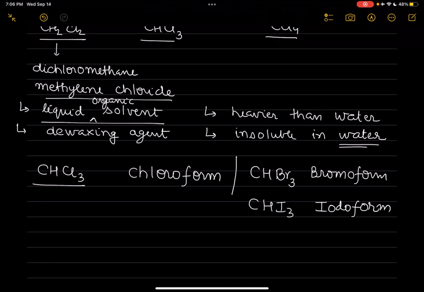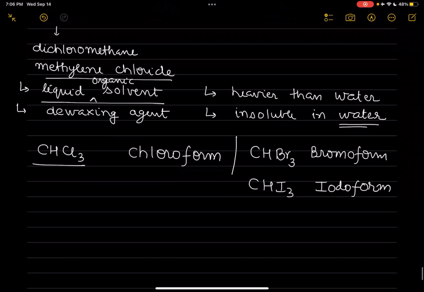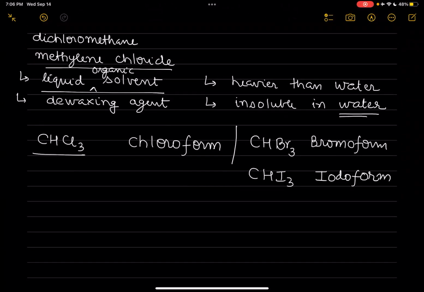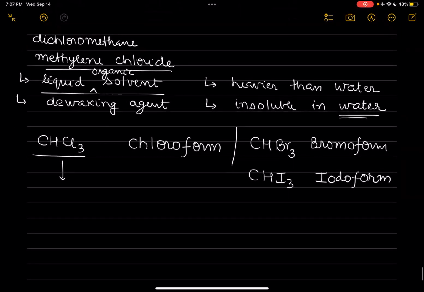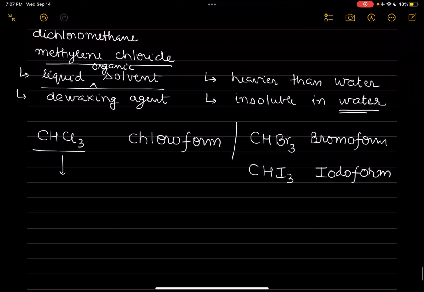So where are they used? Medical. Chloroform was widely used as an anesthetic in earlier times. Its medical use is as an anesthetic. So what do you mean by anesthetic?